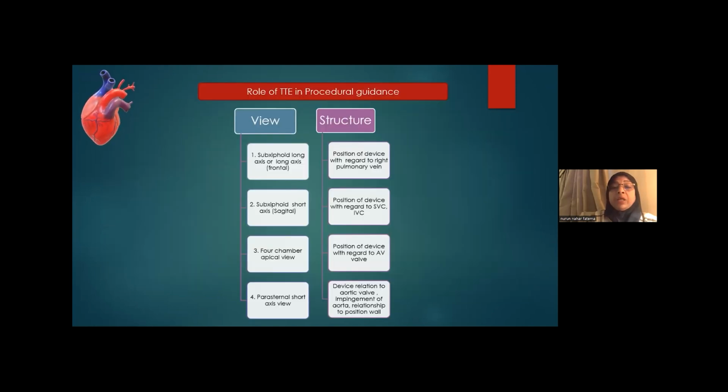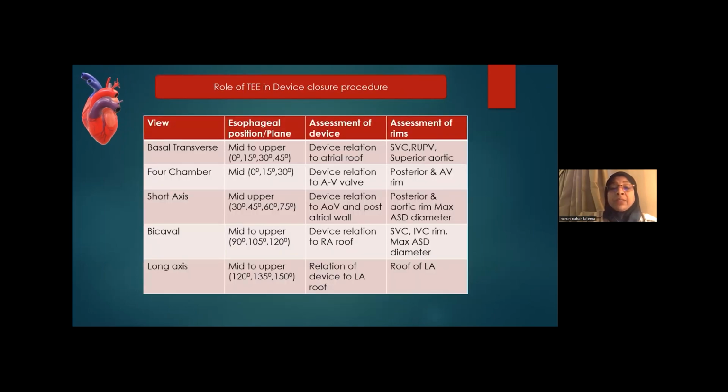Now, role of transthoracic echocardiography in procedural guideline. So what are the views we can take for the transthoracic echocardiography? We can take subcostal long axis or long axis frontal view, then subcostal short axis view, and 4-chamber view. And all these views are very good for assessing the implantation of the device during the transcatheter closure.